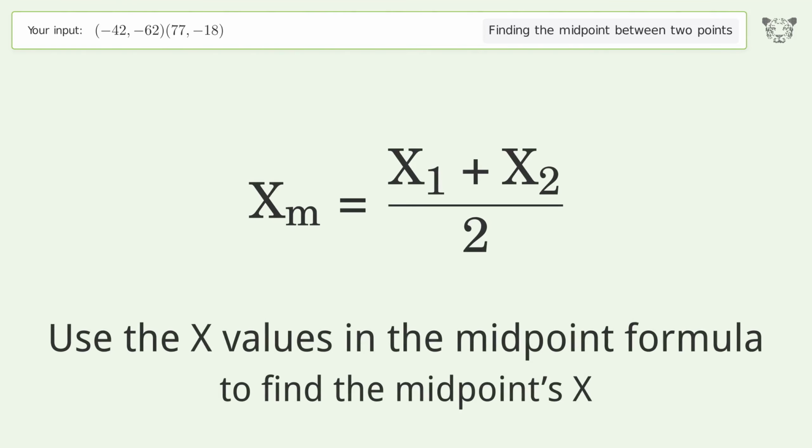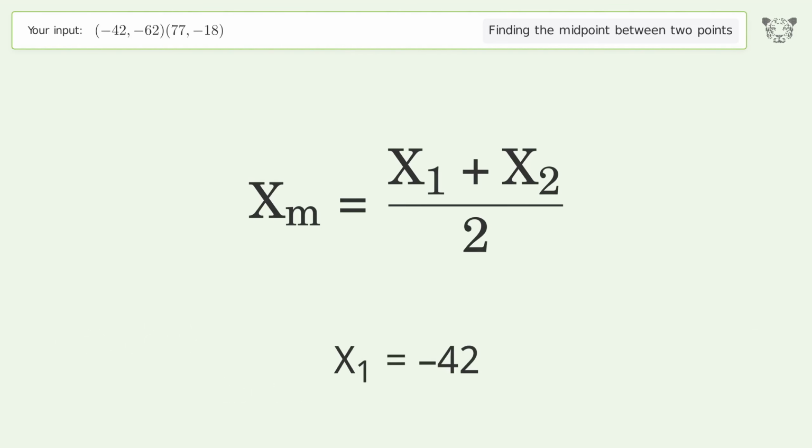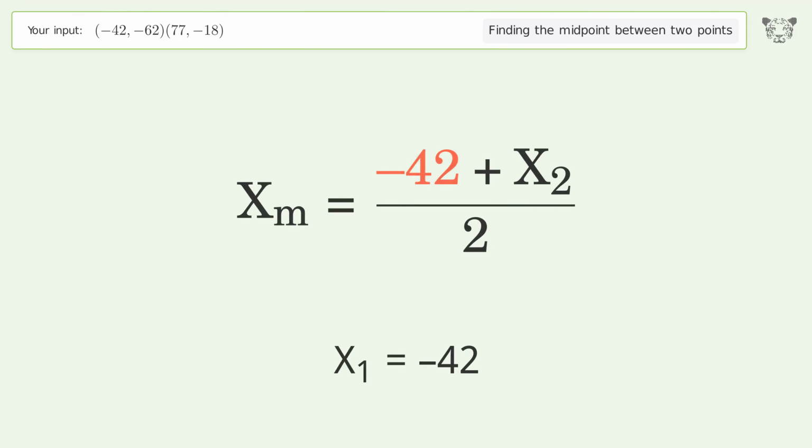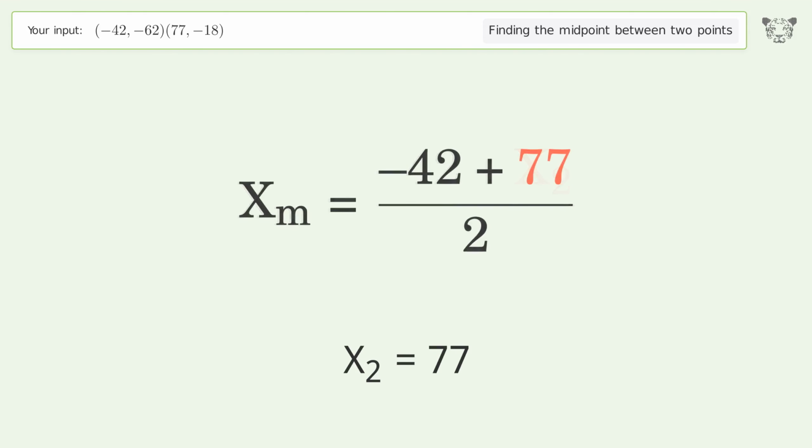Use the x values in the midpoint formula to find the midpoint's x. x1 equals -42. x2 equals 77. Simplify the arithmetic.